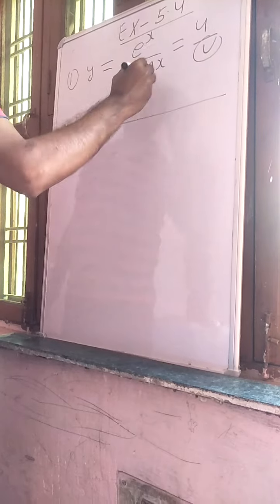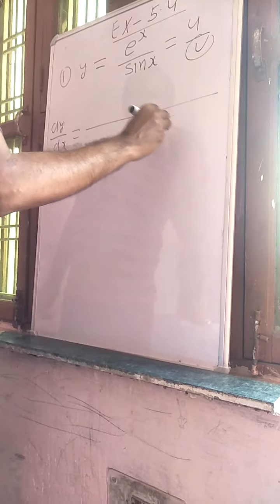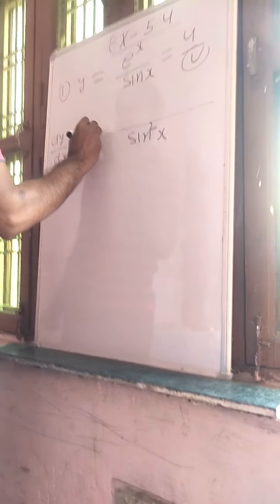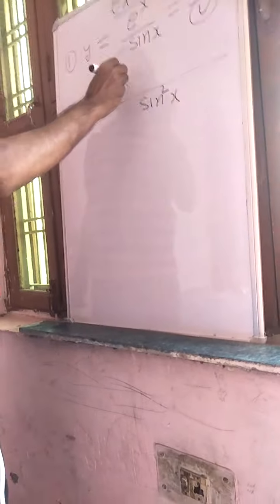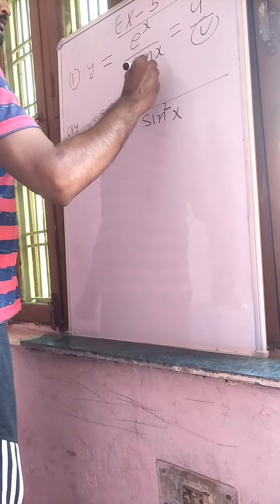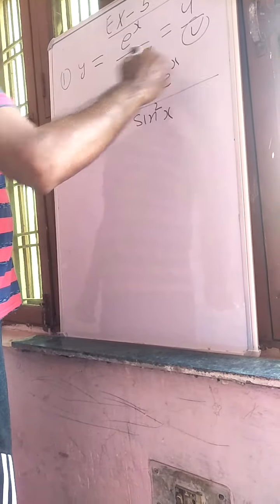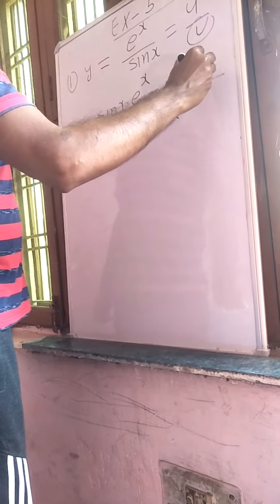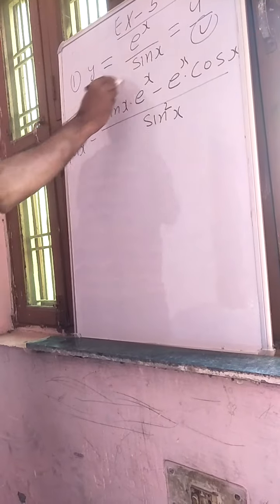The v square means this. So we have to write sin square x, and sin x is remaining here in the formula, or this is dy by dx of e to the power x. So e to the power x is the same, then minus, and again e to the power x and the differentiation of sin x, this is equal to cos x, and this is the dy by dx.